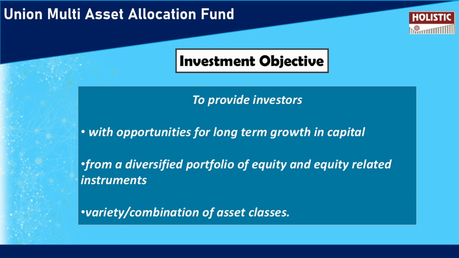It is to provide investors with opportunities for long-term capital appreciation from a diversified portfolio of equity and equity-related instruments, investing across various combinations of asset classes. What is the investment objective of this NFO? It is to provide investors with long-term capital appreciation by investing in a diversified portfolio of equity and equity-related instruments, debt and money market instruments, units of gold exchange-traded funds like ETFs or silver ETFs, and units of REITs and InvITs as per the asset allocation pattern of this scheme. So the aim is to invest across a variety or combination of different asset classes and to generate long-term capital appreciation by investing in these securities.